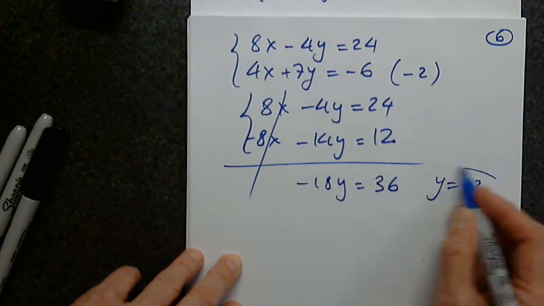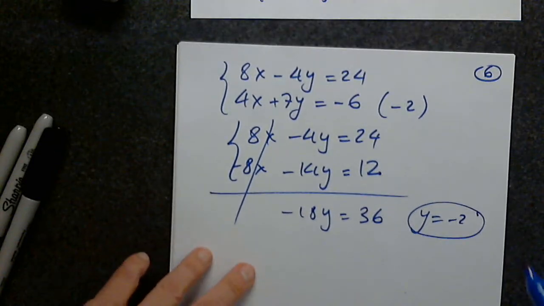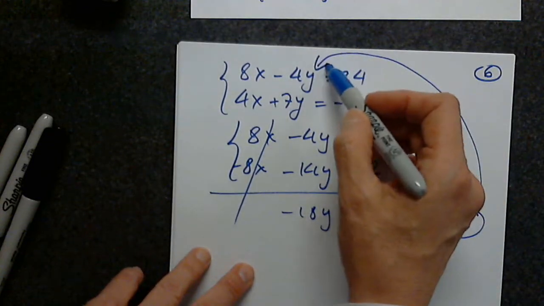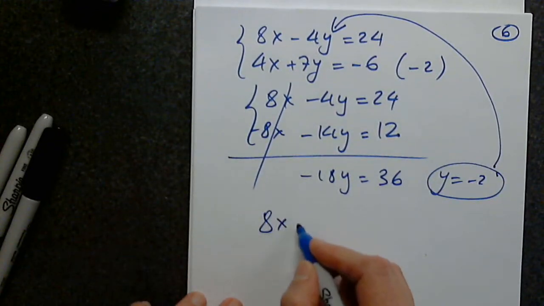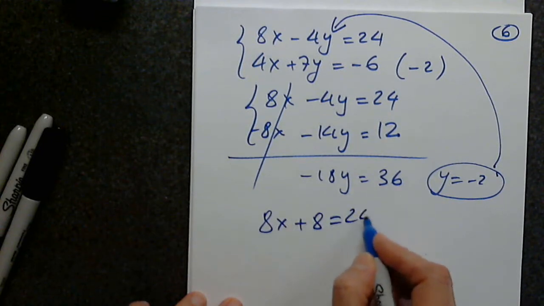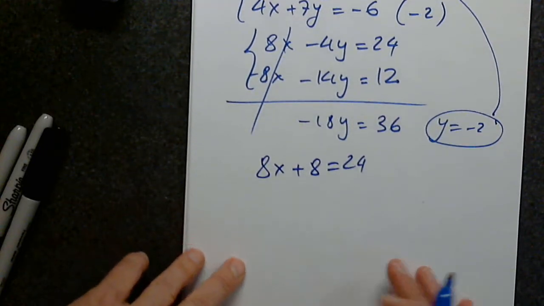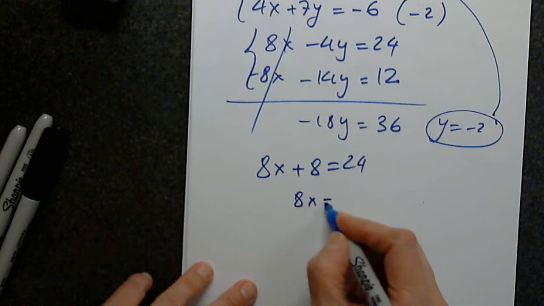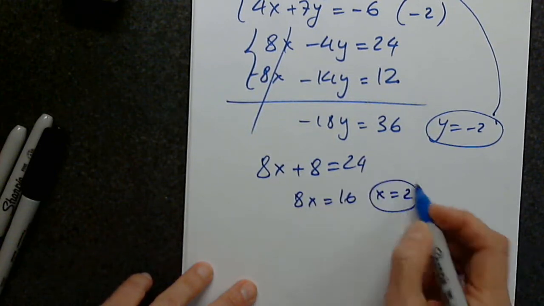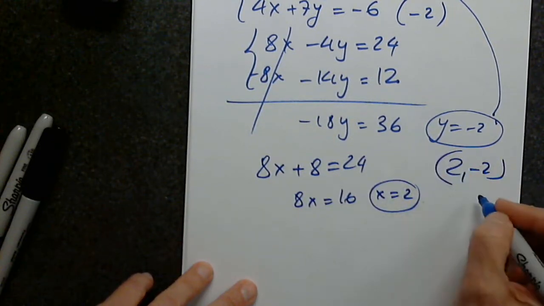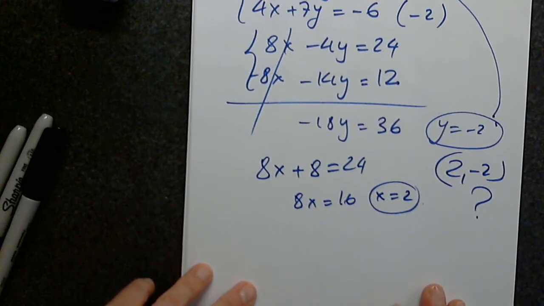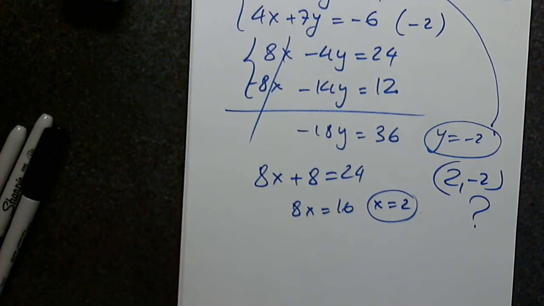So y equals -2. And then I go back anywhere. It doesn't matter where. So I have 8x plus 8 equals 24. Subtract 8, divide by 2. It appears that this is the solution. I have no clue. I have to go back and check.